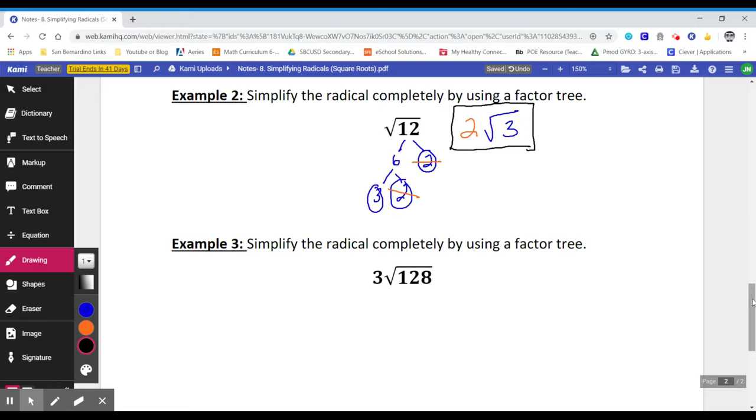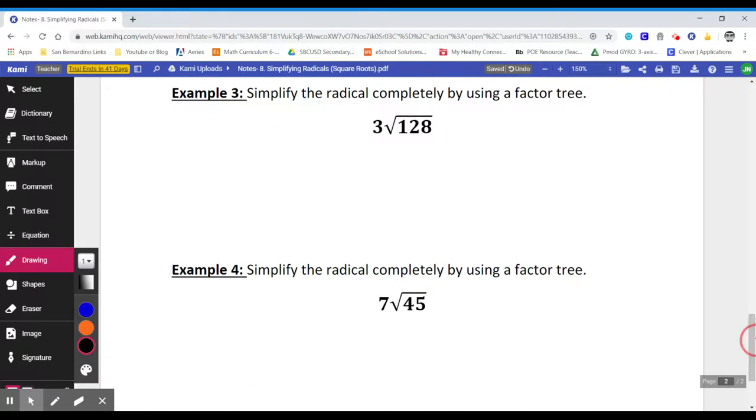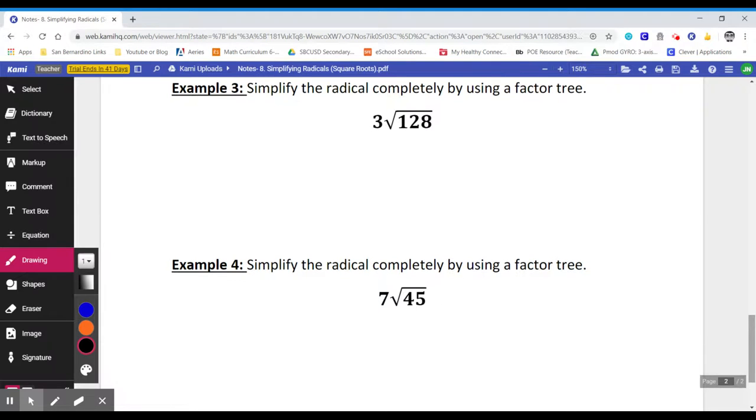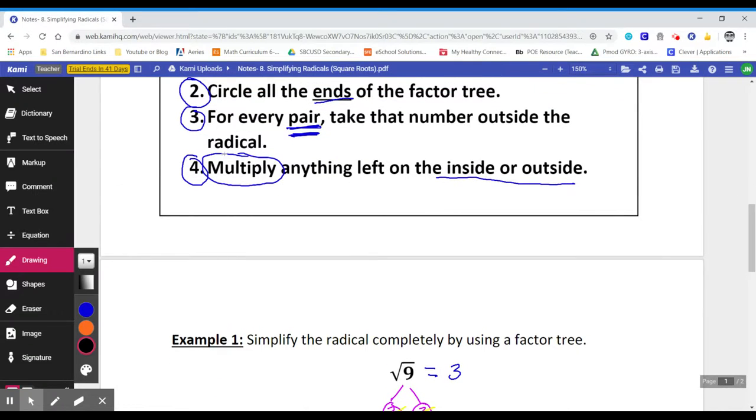All right, example number 3. That's it. So moving right along. Example number 3, I want to simplify the radical completely by using a factor tree. So notice for this one, example 3 and 4, we have numbers on the outside. So we're going to talk about what do we do when we have numbers on the outside? And the answer is just forget about them. Just leave them there. Don't worry about it. We're going to go back to it on example number 4, or sorry, step number 4.